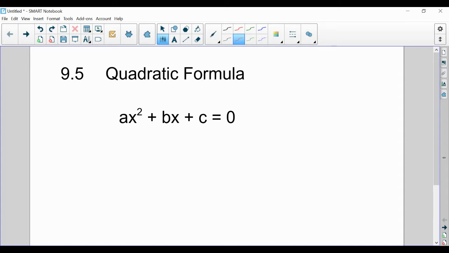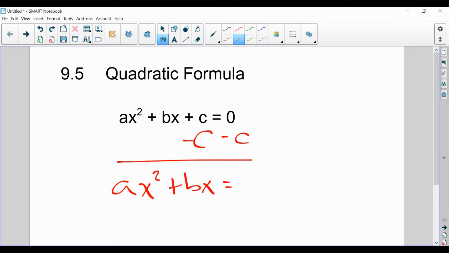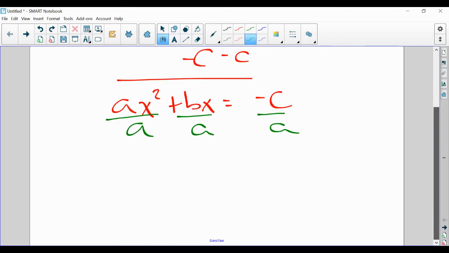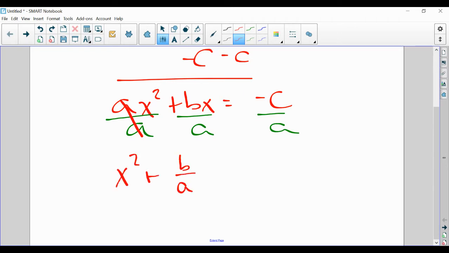So what I'm going to do is start by subtracting c from both sides, and I get ax squared plus bx is equal to negative c. Now, the next thing I'm going to do, if you remember, and I know it's a while ago, we wanted to get rid of this leading coefficient. So I'm going to divide everything by a. Everybody gets divided by a. And so I have x squared plus b over a x is equal to negative c over a.